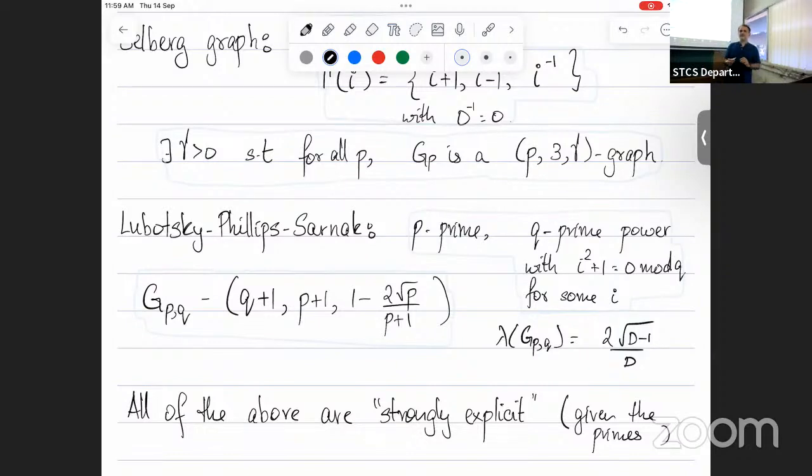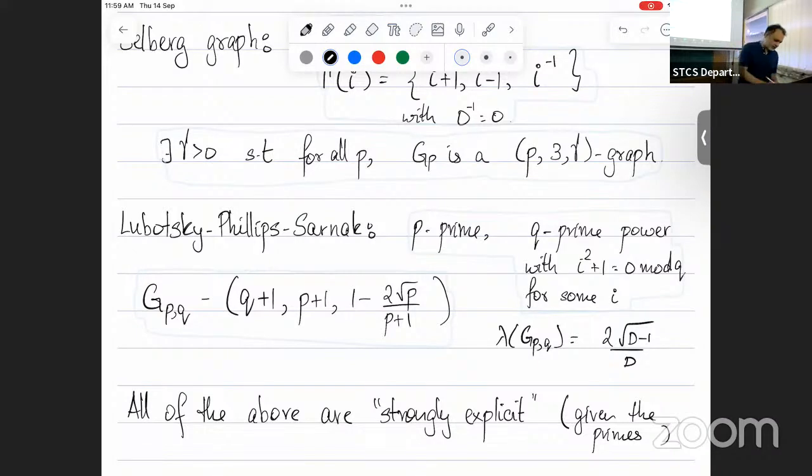So here Q is a power of a prime. A power of P being the prime? I think it should not be equal to P, but it can be anything that has a square root of -1. So it doesn't have to be divisible by P. No, it doesn't have to be divisible. So these are completely independent parameters.